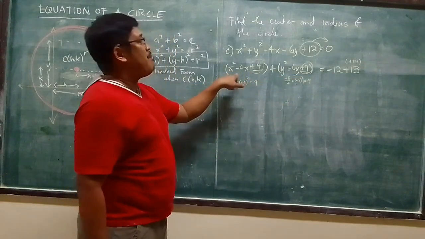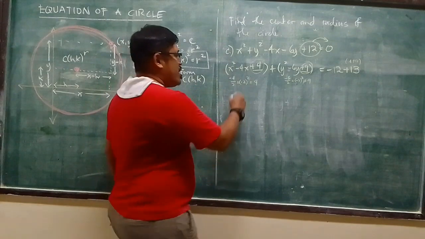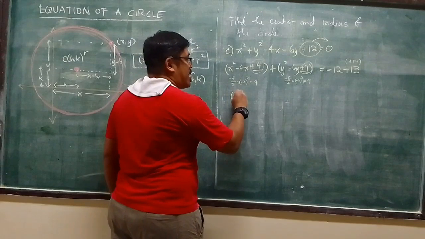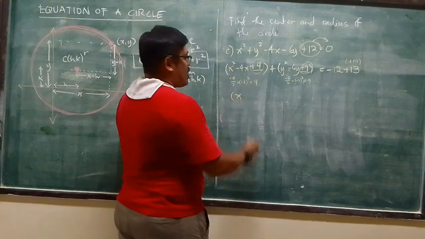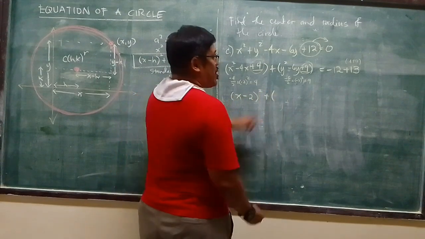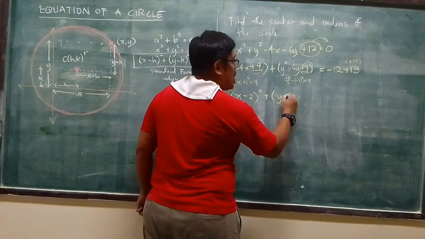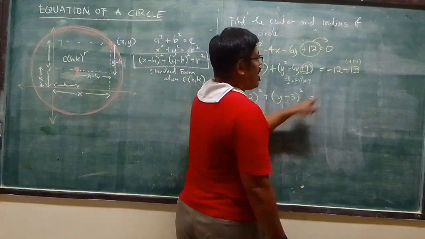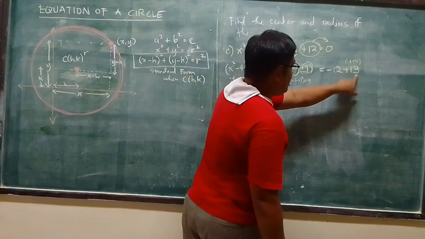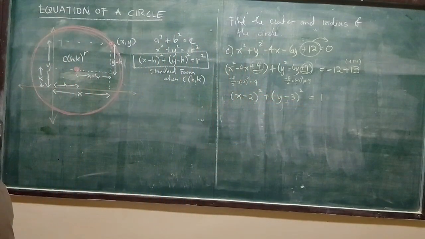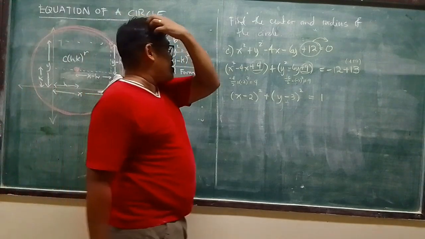So, eto ngayon, factor natin yung mga perfect square trinomial. Remember, the original formula is actually x minus h squared. So this time, the perfect square trinomial factors will become x minus 2 squared plus, for your y, y minus 3 squared equals, so negative 12 plus 13 would be 1. So naka-standard form na siya, naka-center radius form na siya.